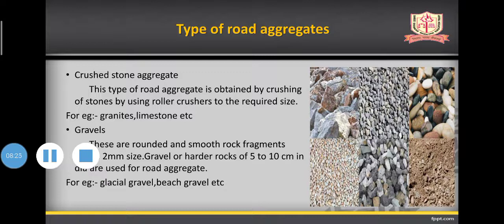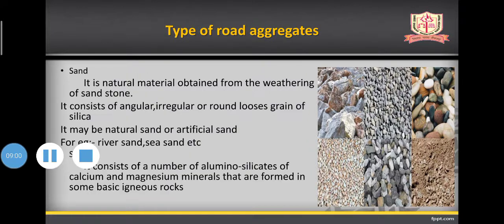The diameter should be 2 mm or more than 2 mm, and also it should be hard rock, and it should not roll because of the traffic load. So the diameter which we are going to use is 5 to 10 centimeter. The gravel which we usually use for our road construction is glacial gravel, beach gravel, etc.